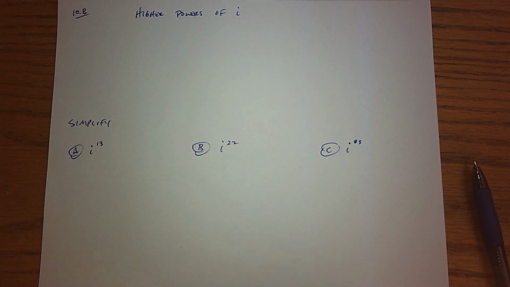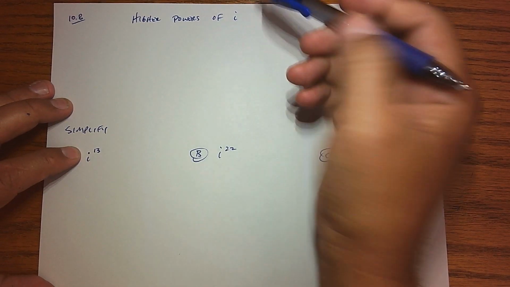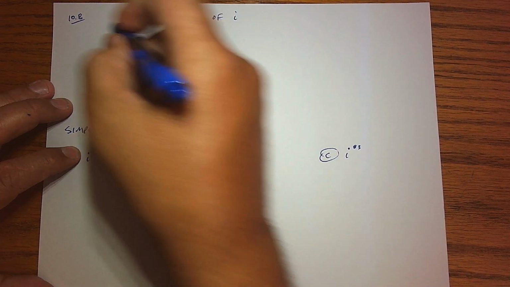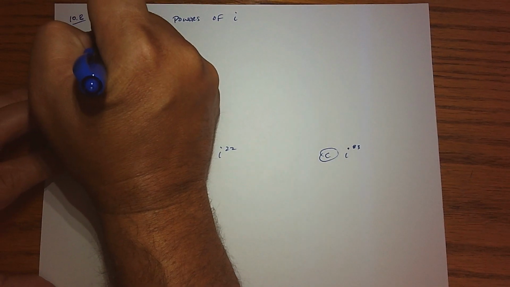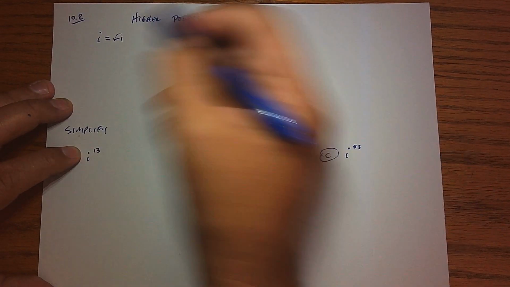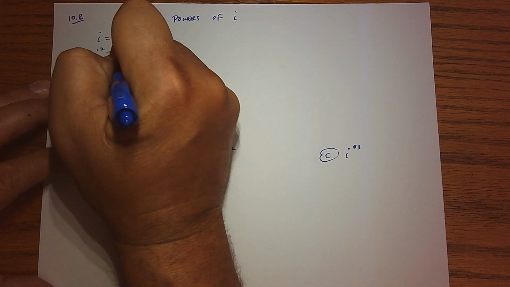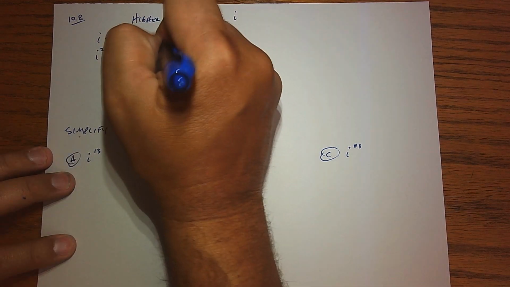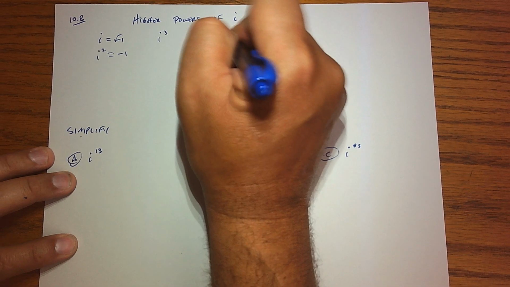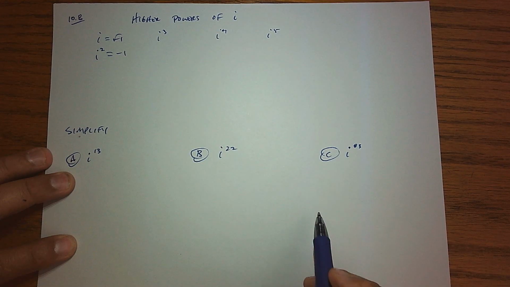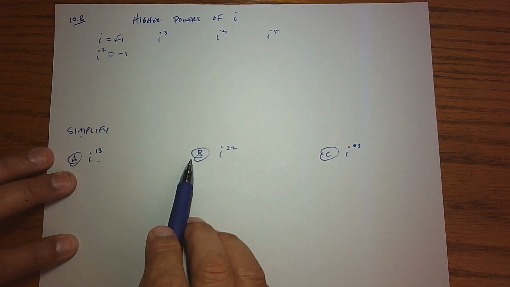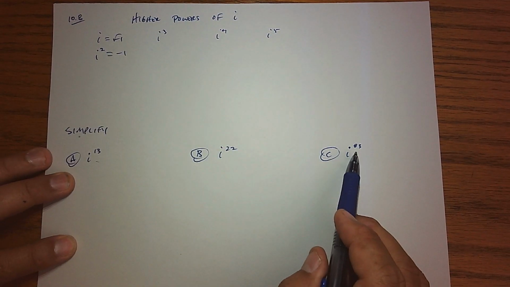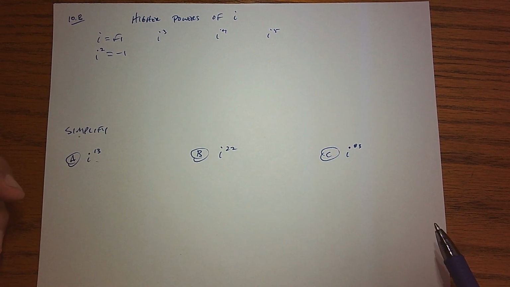Let's wrap up 10.8 by looking at the concept of higher powers of i. Right now, by definition, we know that i is the square root of negative 1. And if I square both sides, i squared is negative 1. So what I mean by higher powers are what happens if I take it to the third power, or the fourth power, or the fifth power, or the 13th power, or the 22nd power, or the 83rd power. So how do I simplify those?